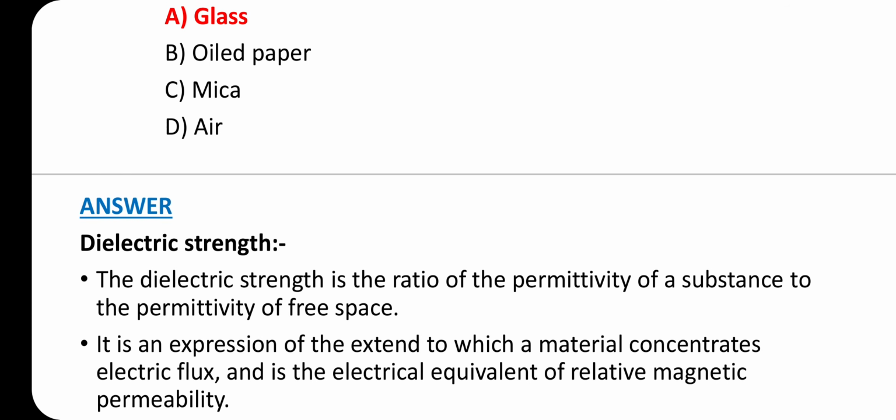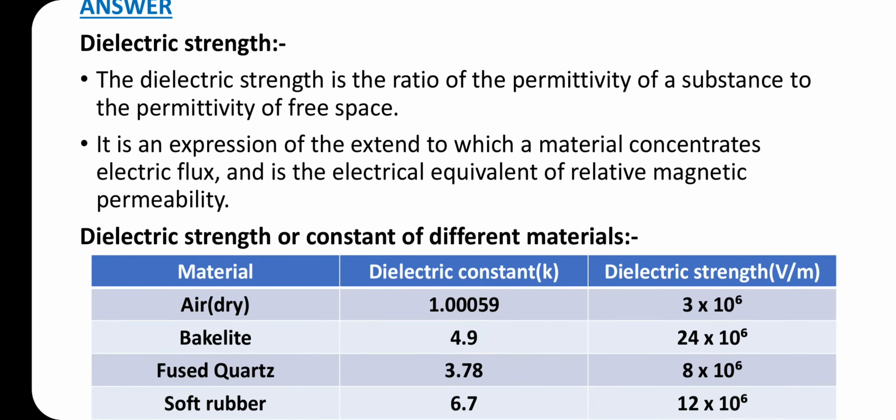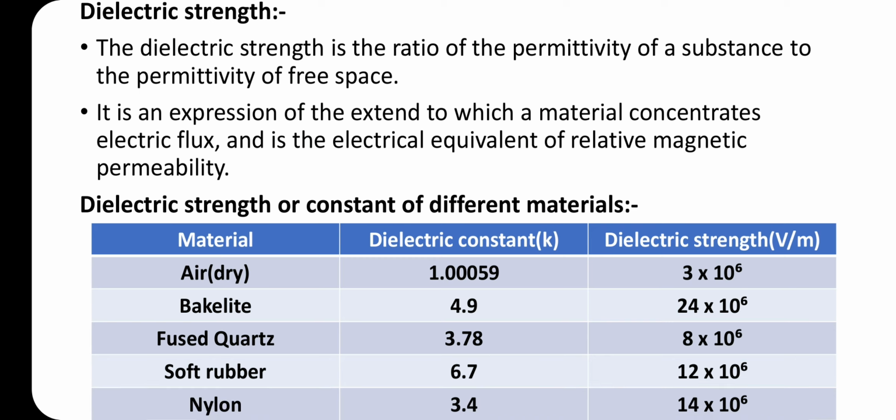Answer is option A, glass. Dielectric constant is the ratio of the permittivity of a substance to the permittivity of free space. It is an expression of the extent to which a material concentrates electric flux and is the electrical equivalent of relative magnetic permeability. Dielectric strength and constant of different materials.